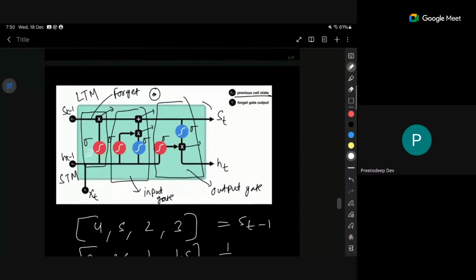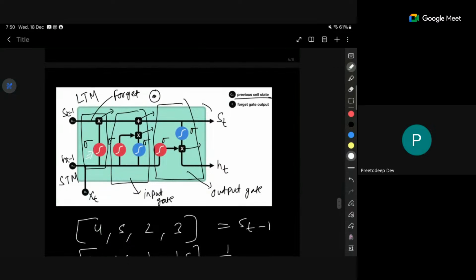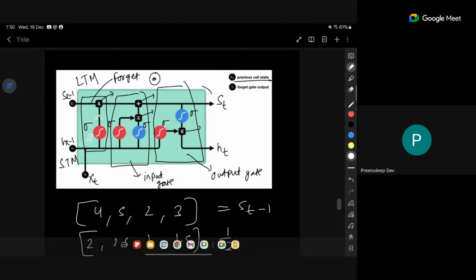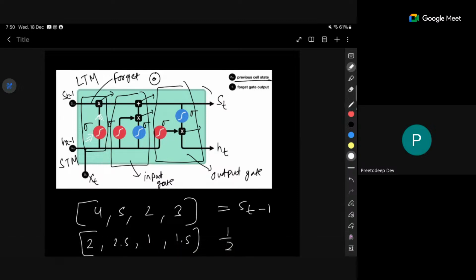So yeah, we have to do element wise multiplication with ST minus 1. Now we are here. We did this part. Sigmoid we did, just sigmoid, that's all. Nothing else. Just the sigmoid thing you have to do, and you are here. So now we'll do ST minus 1.